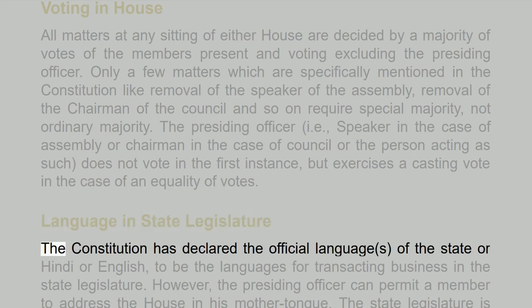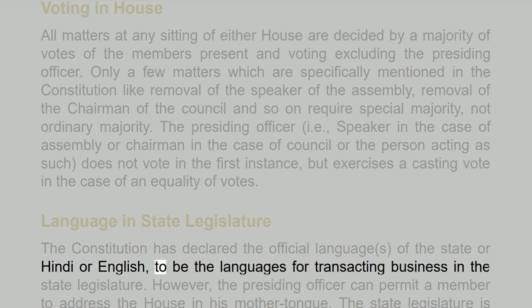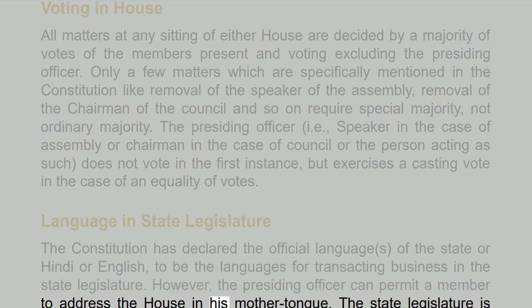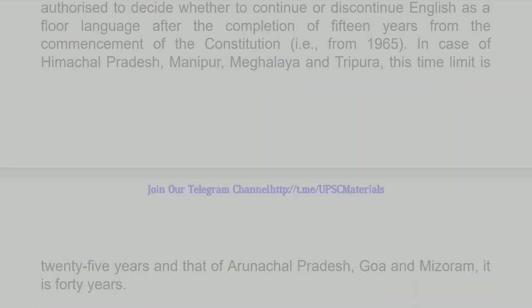The Constitution has declared the official language of the state, or Hindi or English, to be the languages for transacting business in the State Legislature. However, the presiding officer can permit a member to address the House in his mother tongue. The state legislature is authorized to decide whether to continue or discontinue English as a floor language after the completion of 15 years from the commencement of the Constitution, i.e., from 1965.